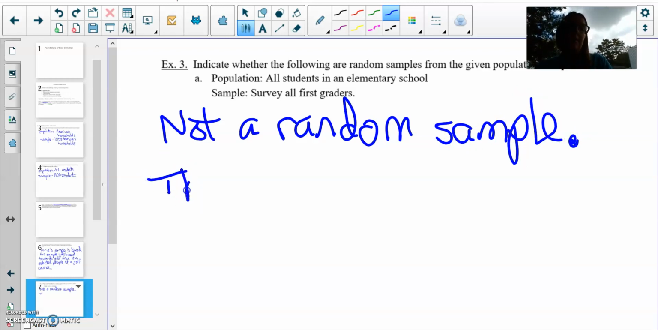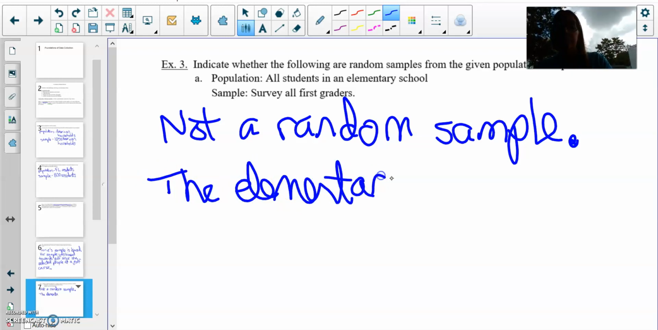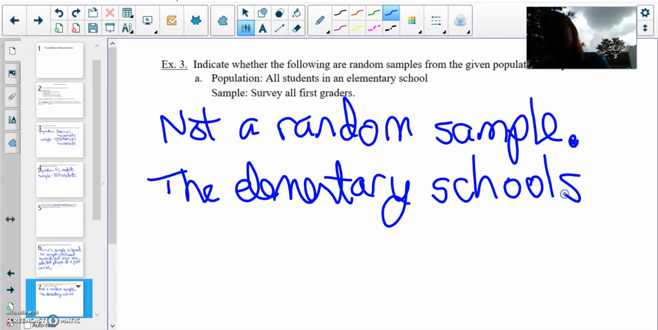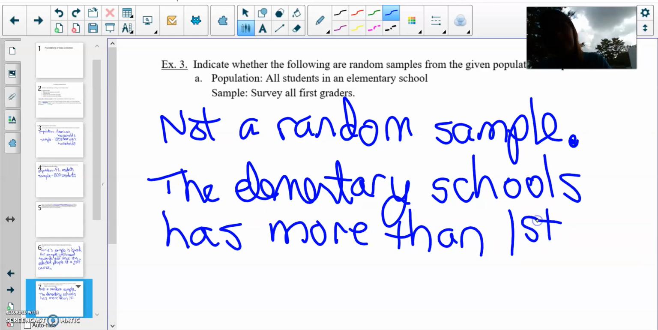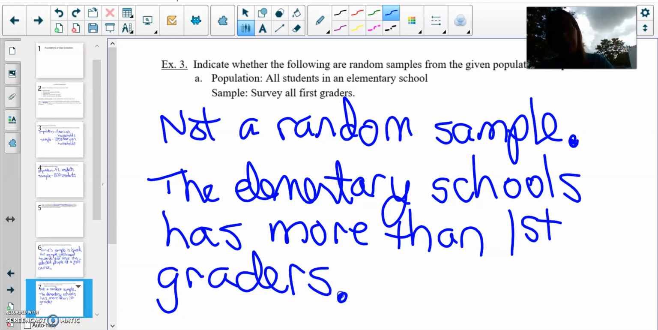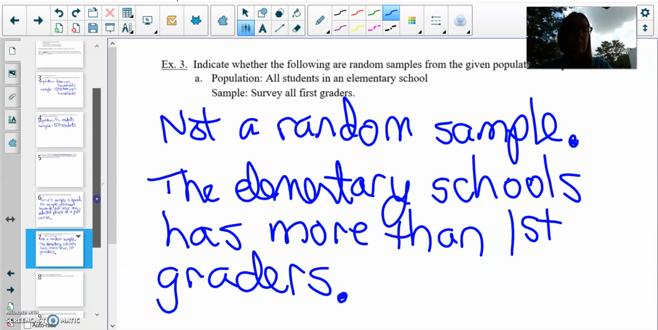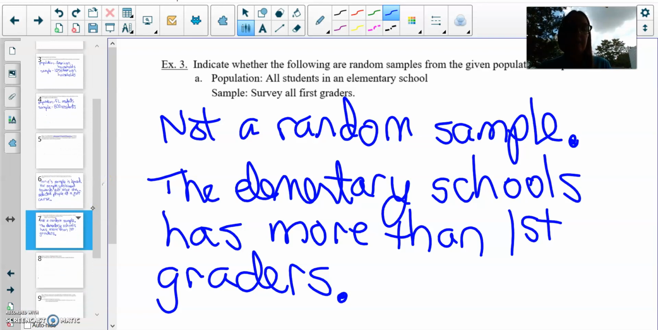So the elementary school has more than first graders in it. And if we think about how it is laid out, the elementary is grades K through 4. So this makes it not a random sample.